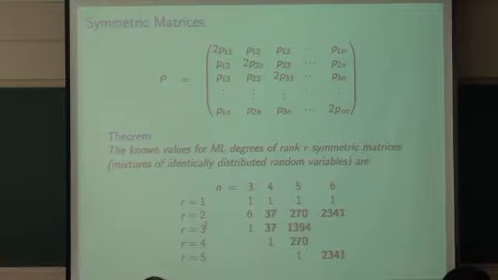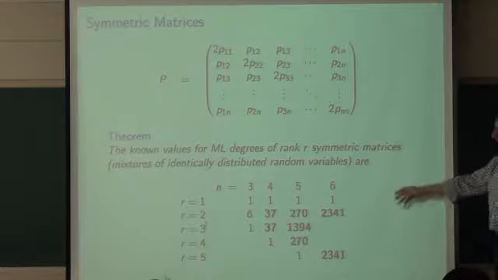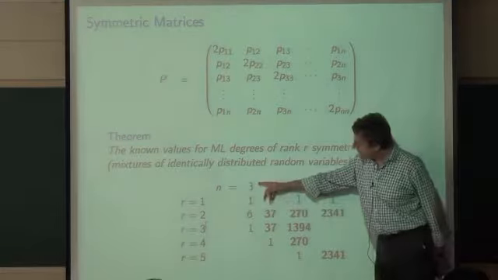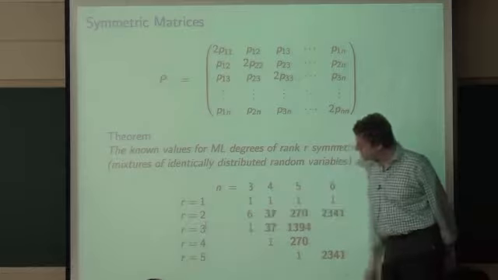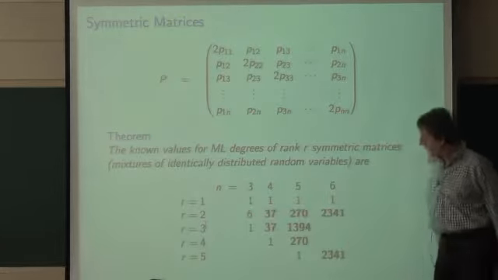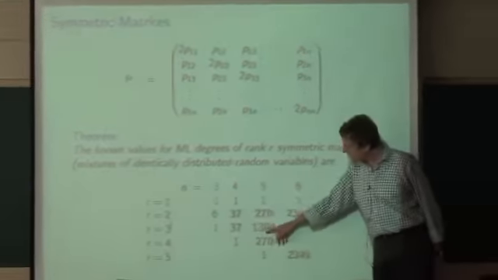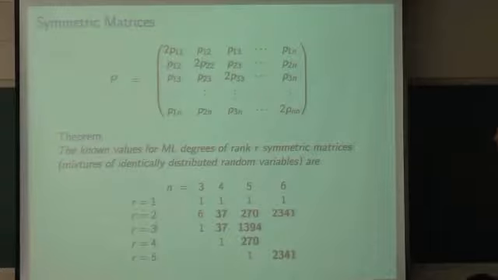So this is independence and mixtures of conditional independence for two identically distributed discrete random variables. Here are the known ML degrees for rank R symmetric matrices. Again, 3 by 3 matrices of rank 2. Now it's 6. But again, we have this kind of symmetry down here. These ones we were not able to do. So for example, 5 by 5 matrices of rank 3, it's 1394.